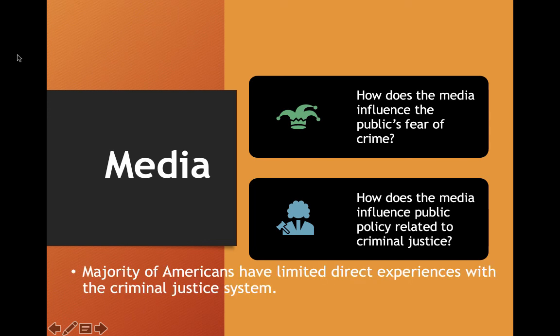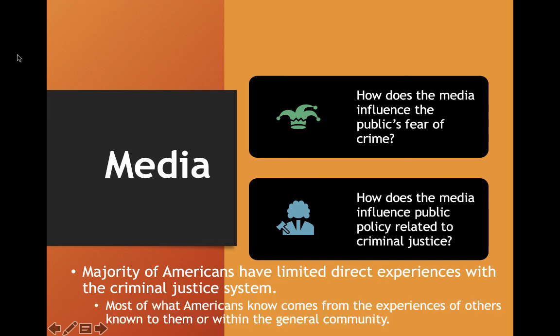The majority of Americans have limited direct experience with the criminal justice system, so we rely on the media. And unfortunately, the media won't show, nor do they have the time to show, all the different parts of the criminal justice system. So it's a very skewed view of what actually happens, and this can change the public's view of crime and what is actually occurring. Most of what America knows comes from the experience of others they've known in the community, or what they've seen through the media.